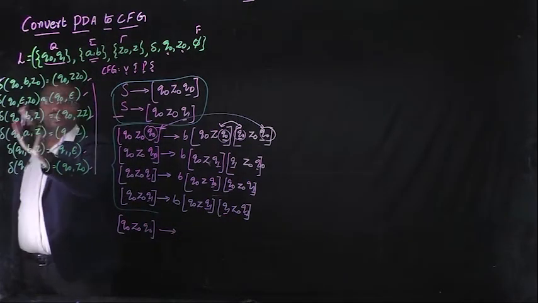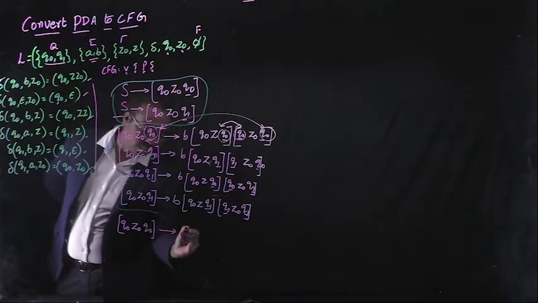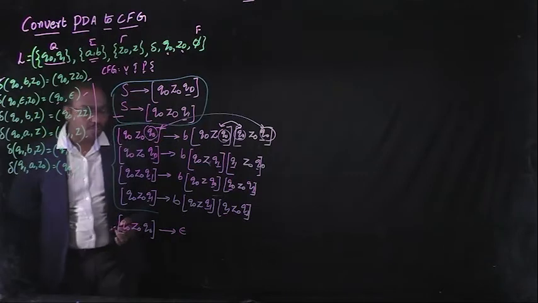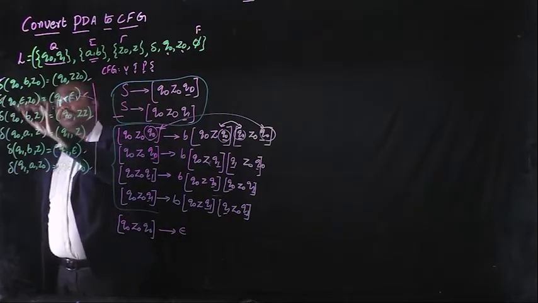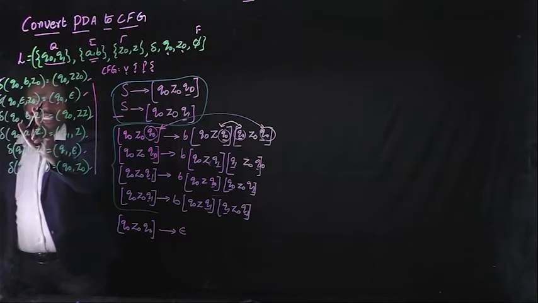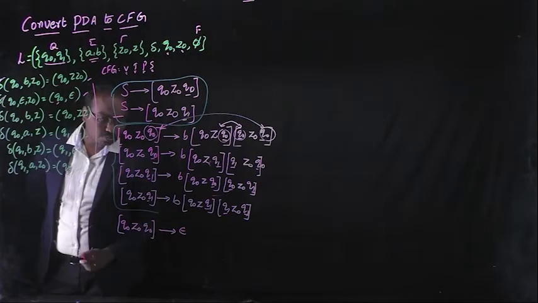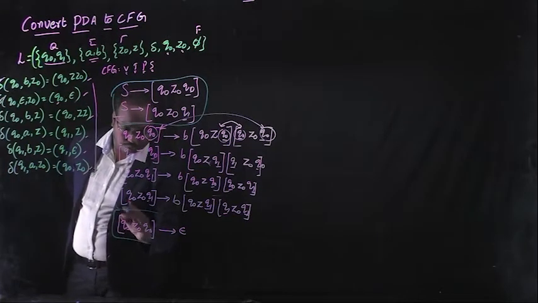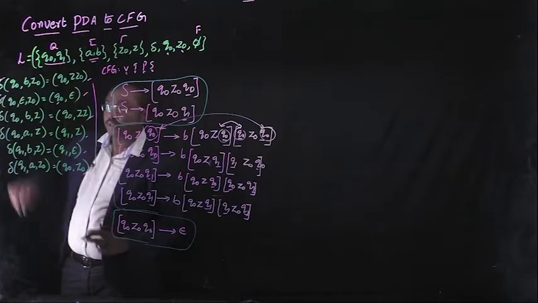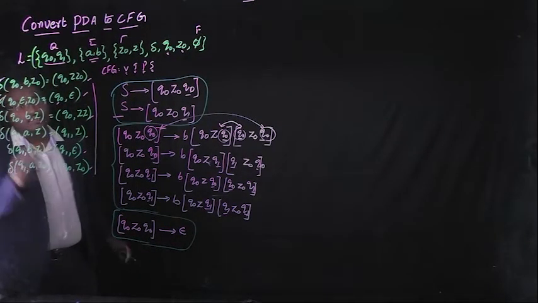So Q naught Z naught, here I am taking the Q naught state, epsilon production. Okay, so this is the production rule for this transition function. Q naught Z naught, Q naught Z naught, Q naught, and epsilon production. Okay, and then what about the next transition function?